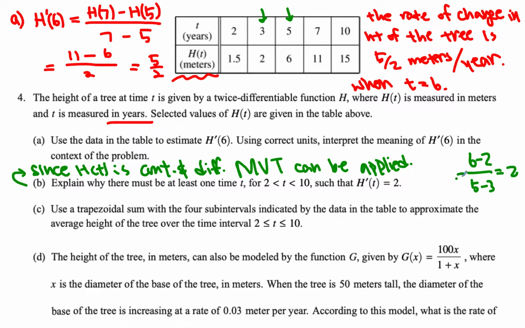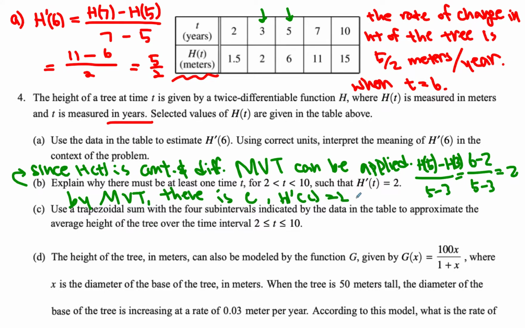So we realize that h of 5 minus h of 3 over 5 minus 3. So we realize that by the mean value theorem, there is a C where h prime of C is equal to 2, where C is greater than 3 and less than 5. That's what we can write.